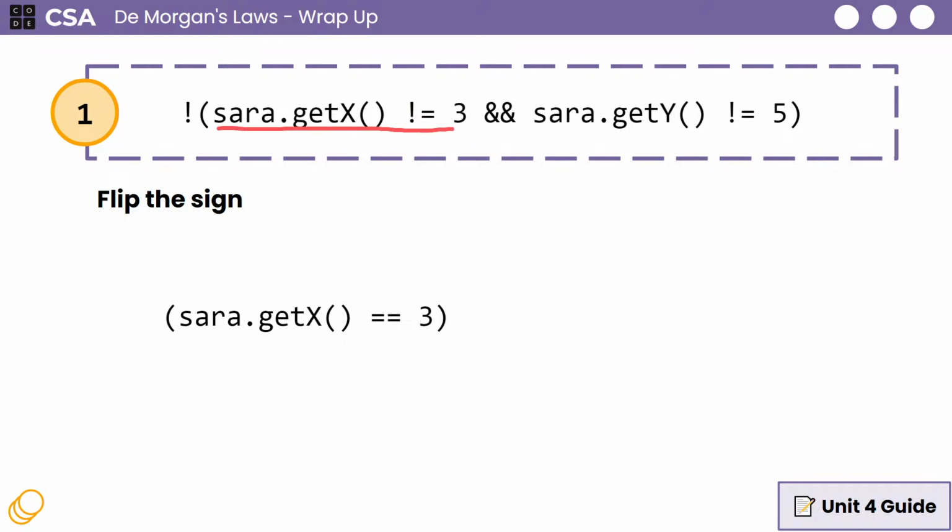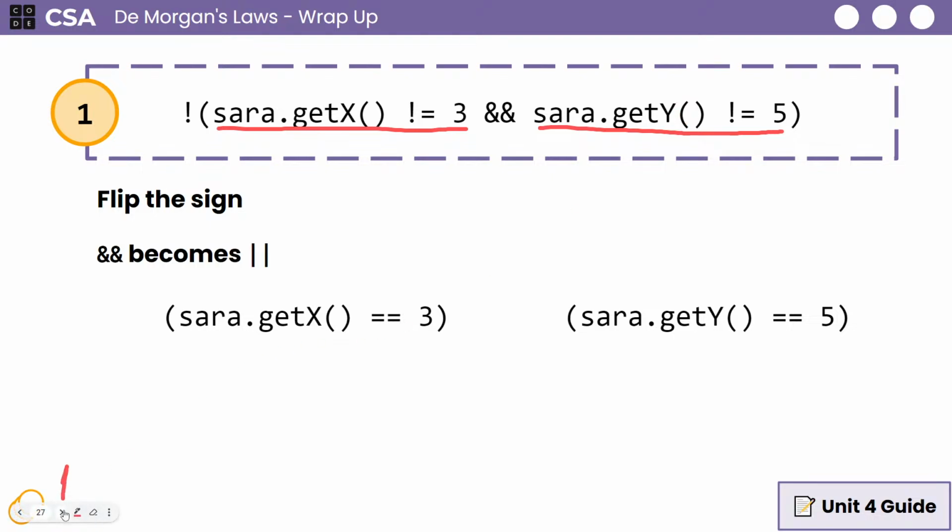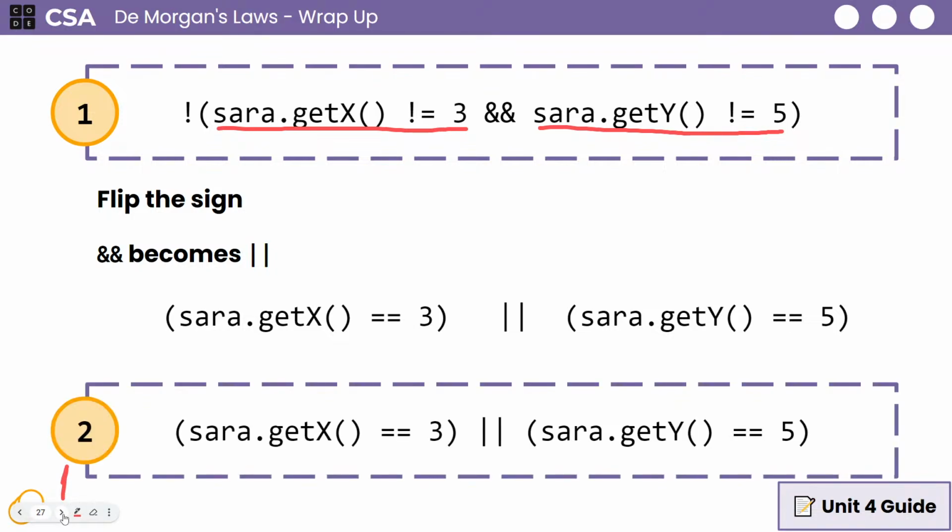Again, this is one of the truths that we're checking. Sarah.get y not equal to 5. We're evaluating this and we get, hey, it's equal 5. This is one of the truths that we're checking. We then need to also change the and sign to be or. So this turns into or. So we get Sarah.get x equals 3. This is from number 2. Yes, or Sarah.get y equals 5. Yep, those are the same.